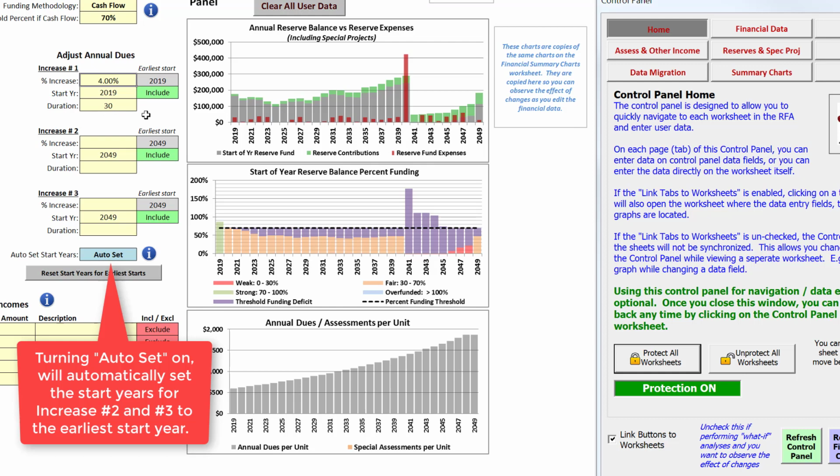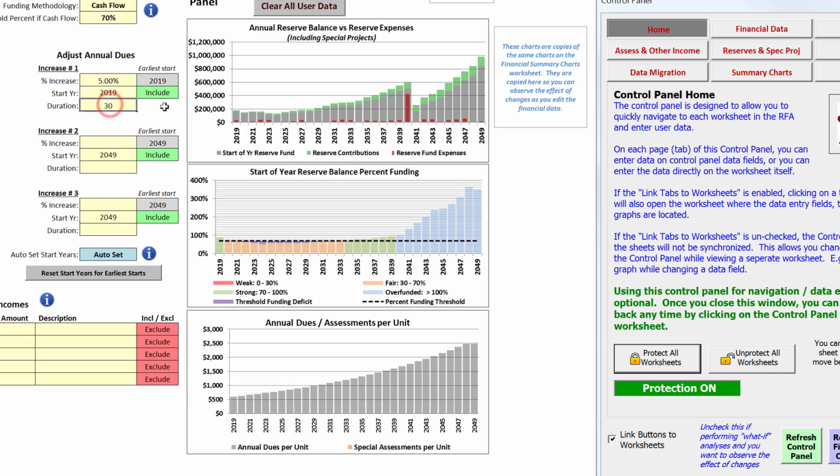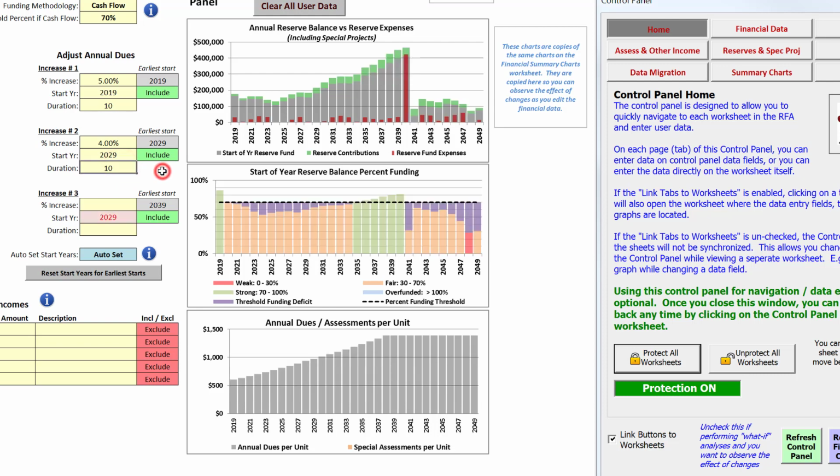Now, I want you to notice that we have the auto set to auto set here. What that means is that it'll automatically apply the increases, numbers 2 and 3, to be starting at the earliest start. It's just a tool to help you put in these values. So let's go with 5% again, but instead of 30 years, let's drive it out for 10. And then starting in 2029, let's go 4% and put it in for another 10. And let's see what that does.